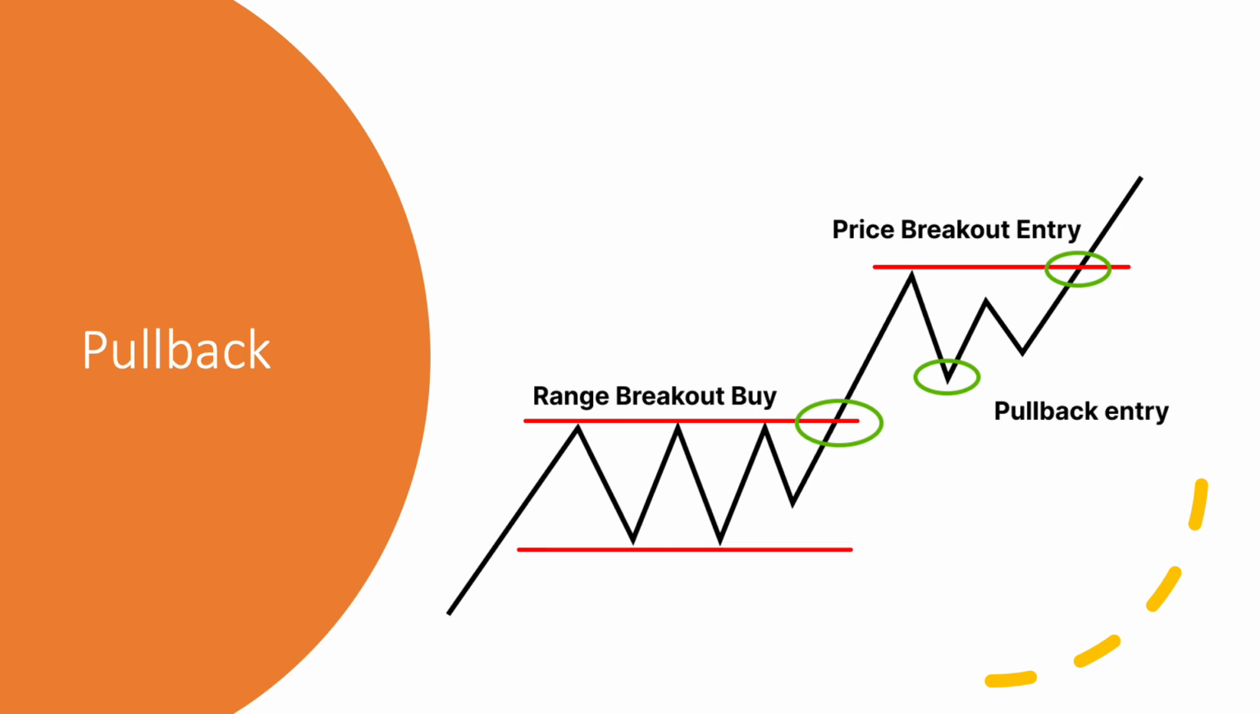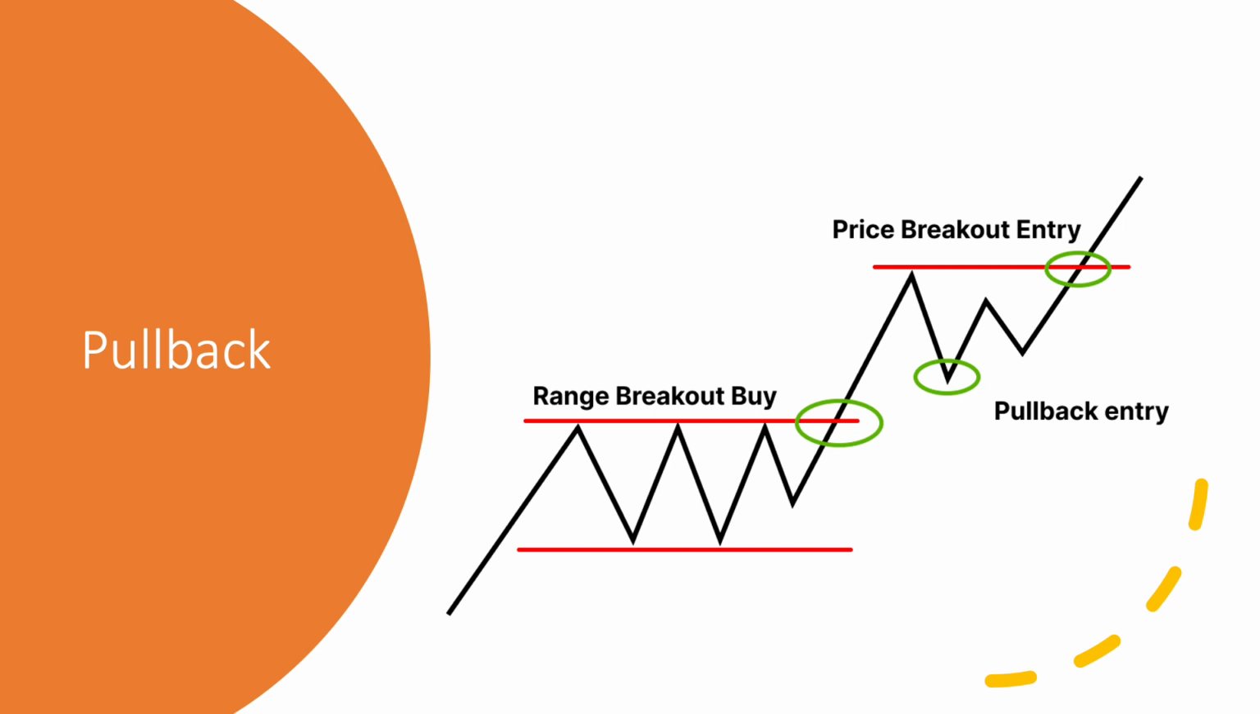Pullback means a small red candle, where the weak sellers will be selling their positions. Then you can enter there. In that pullback you can enter, or you can wait. Once that pullback is finished and the top of the range, the price breakout entry, is breaking, there you can buy and put a stop loss below the pullback entry.